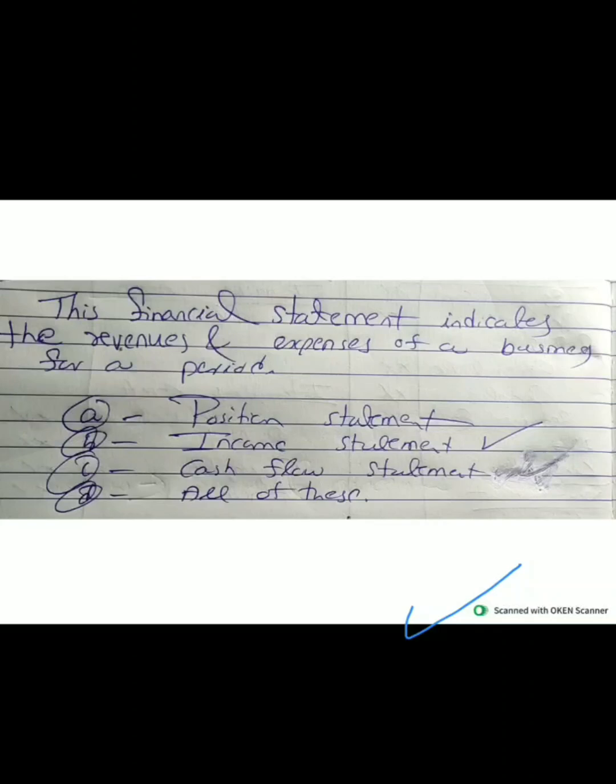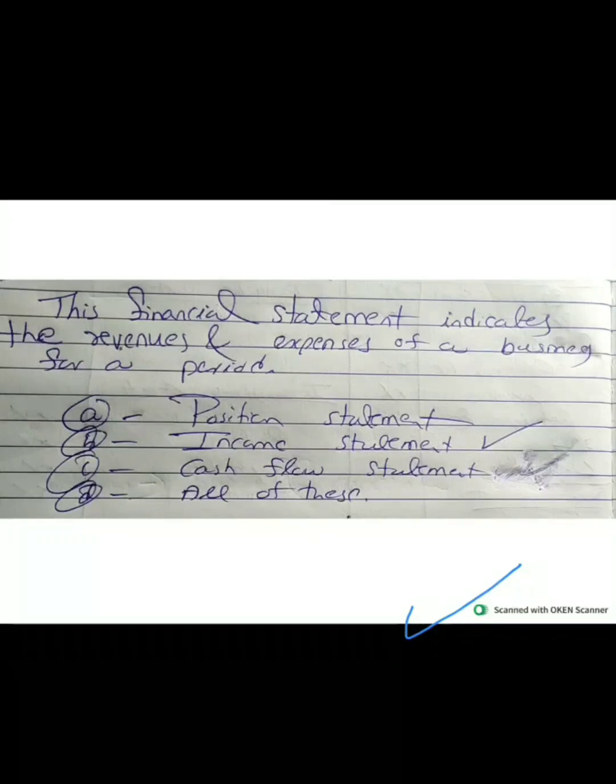This financial statement indicates the revenue and expenses of the business for a period: the income statement. The income statement can also be called the profit and loss account. Both are the same; they call it the P&L account or the income statement. Only revenue expenses are recorded on the debit side of the P&L account. So this is all about the first part of expected MCQs regarding the trading and P&L account.